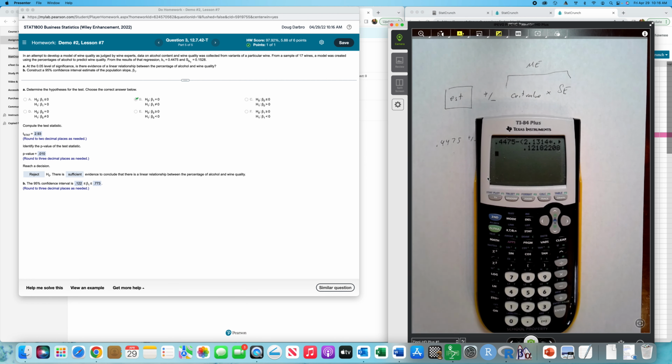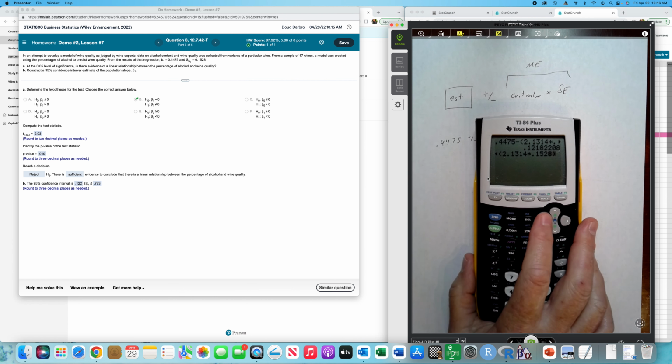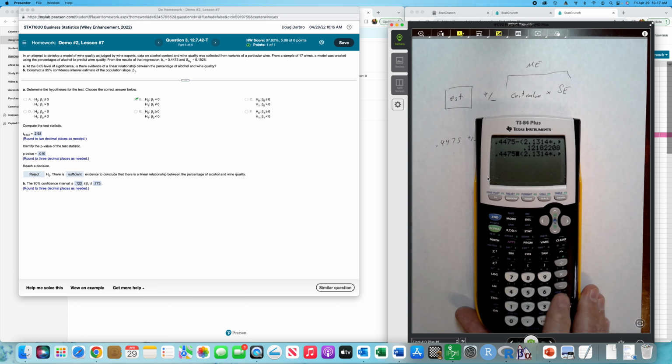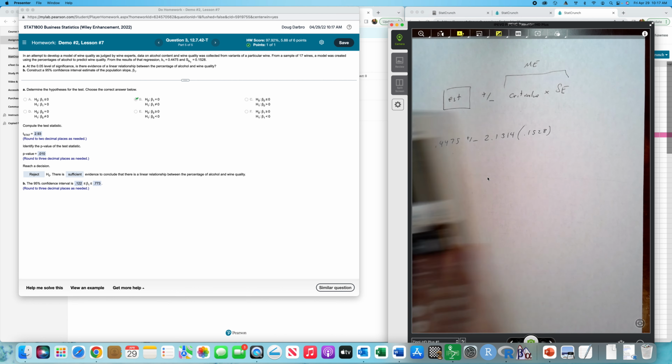So there's what I get for the bottom. Just let me show you what I did. Just typed in the numbers. And I used parentheses to designate the right side. So now I'm just going to change that to a plus. And I get the upper bound of 0.773.